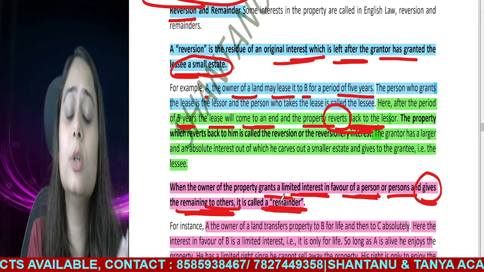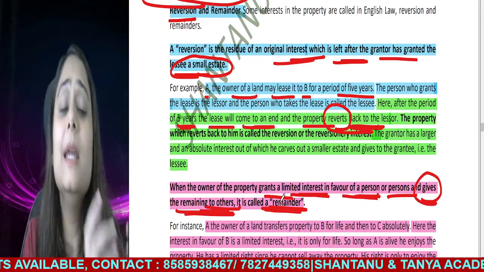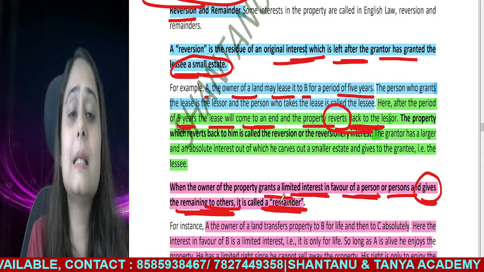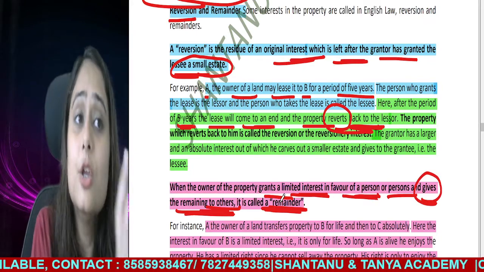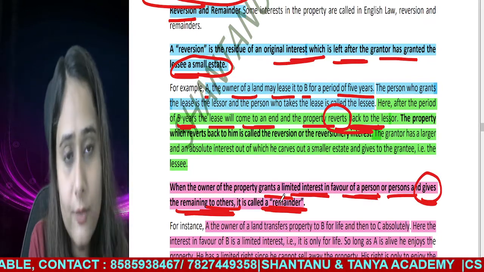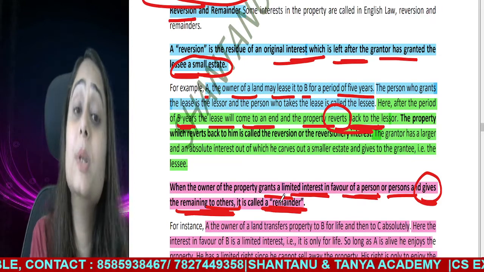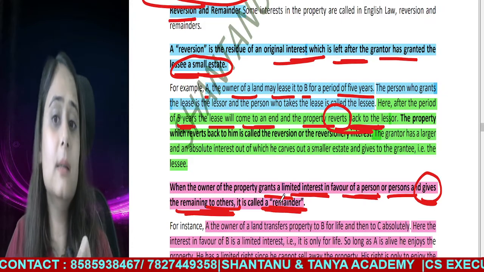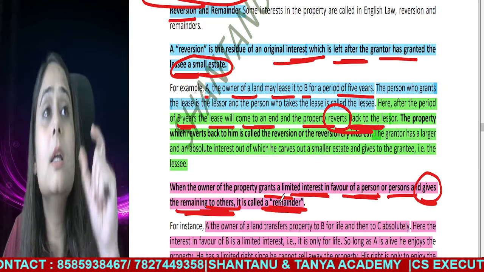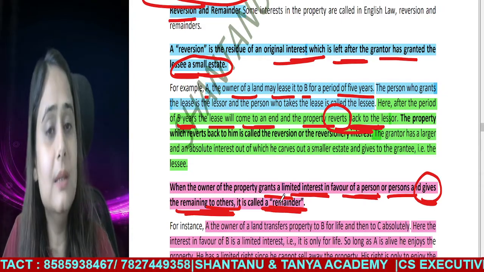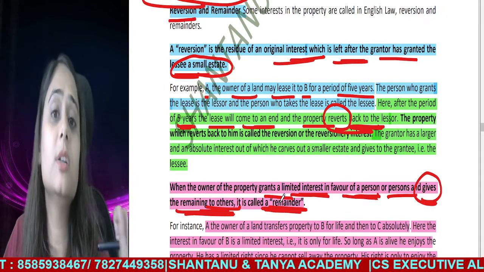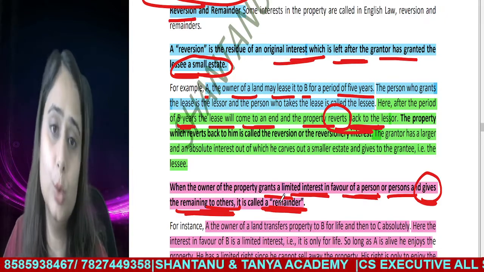So the original owner is not getting back, but he's ultimately transferring, and the person who gets the transfer at last, right? So he becomes the absolute owner of that property, and the property remains with the remainderman. Write it down for your better understanding that in remainder, the property remains with the other person, not the owner. It does not come back to the owner.